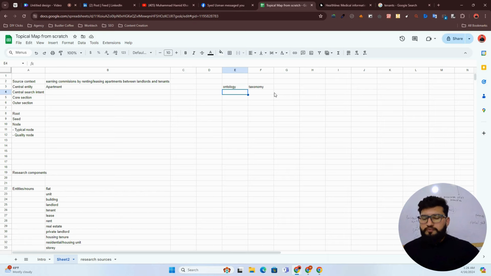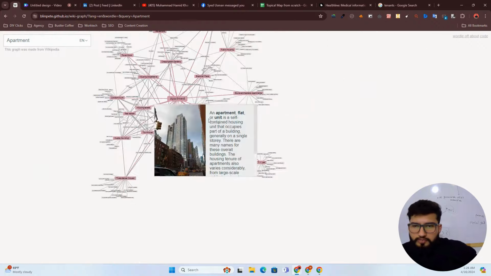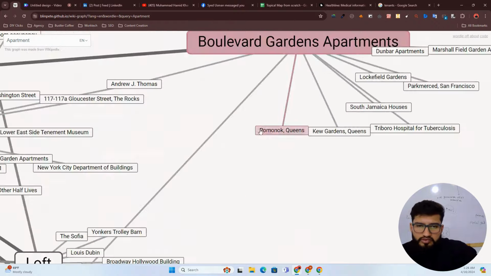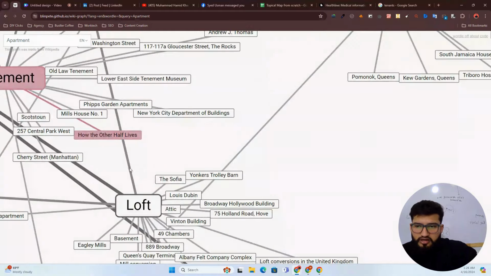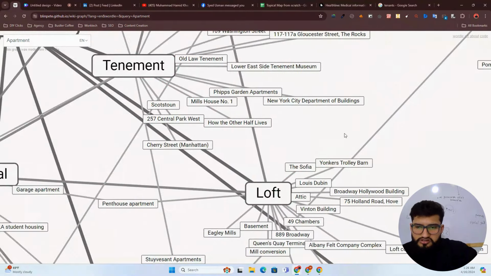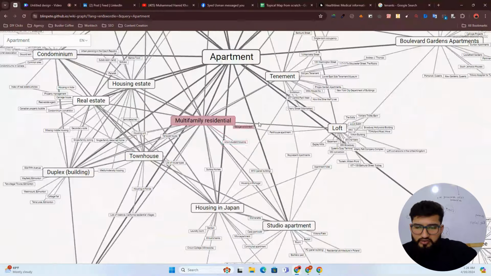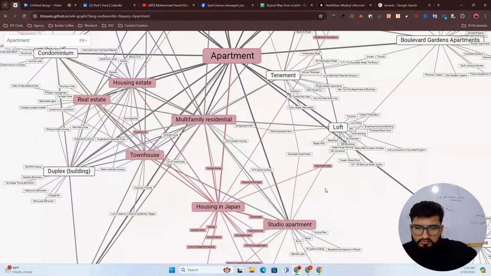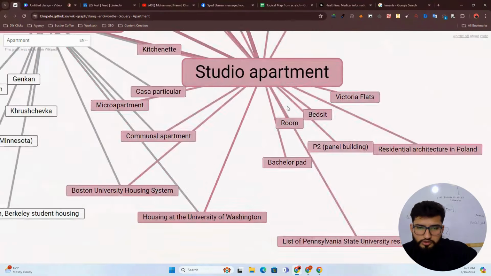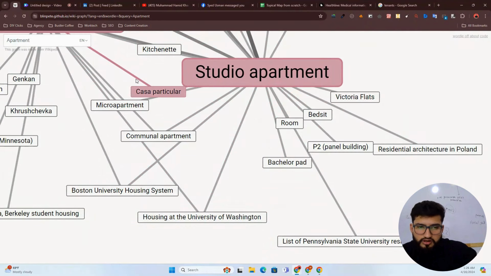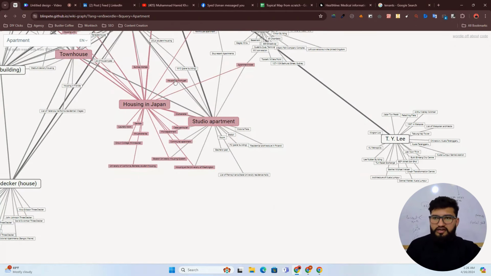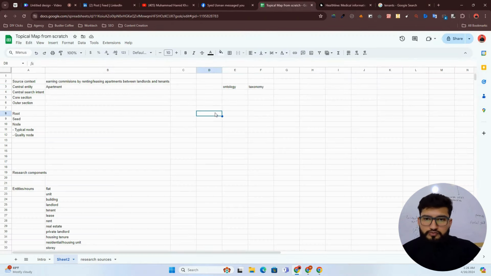Okay, so these are the two things you have to focus on. These are the ontologies, and you have to get some data here, whichever is more relevant to you, like garage, apartment, some more things like studio apartment, room, some more things like KitchenAid. Yeah, I think you're probably getting the idea of what I'm trying to deliver.